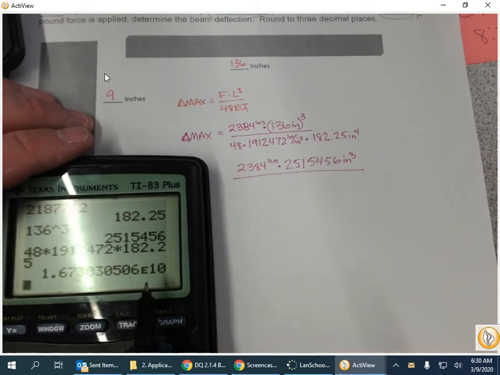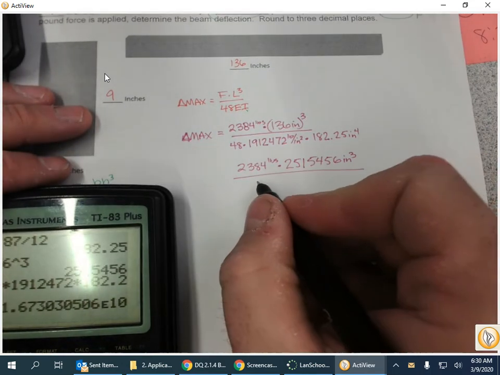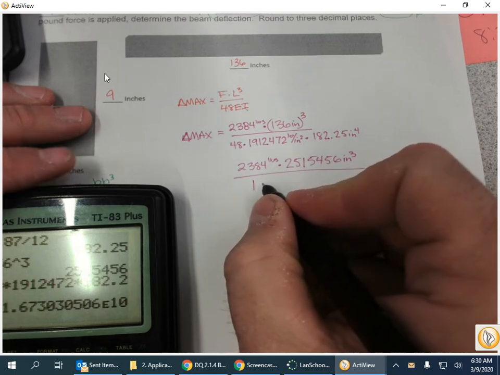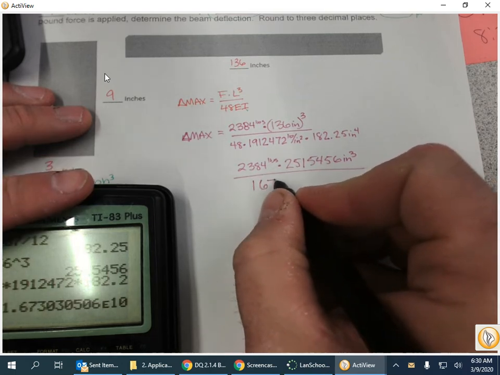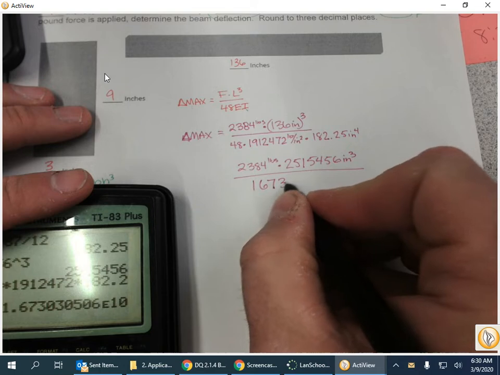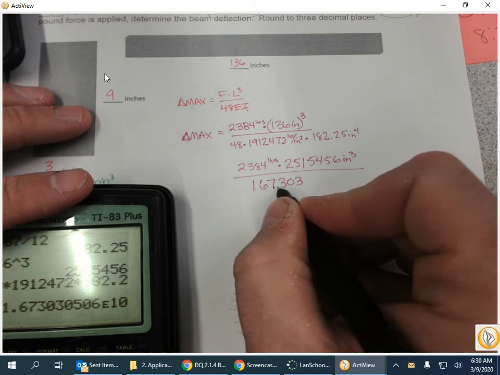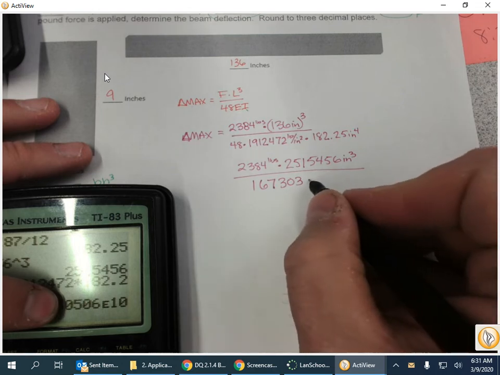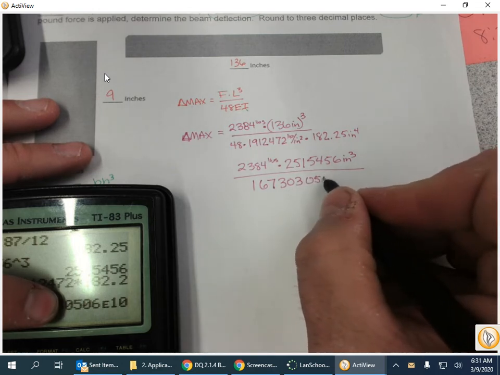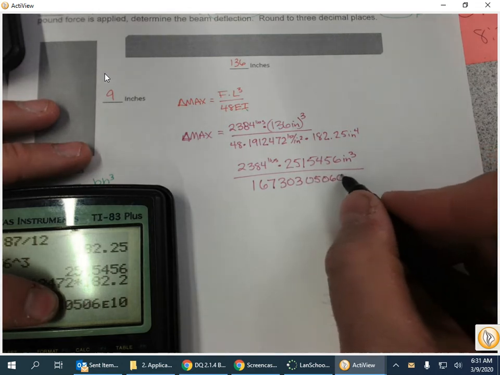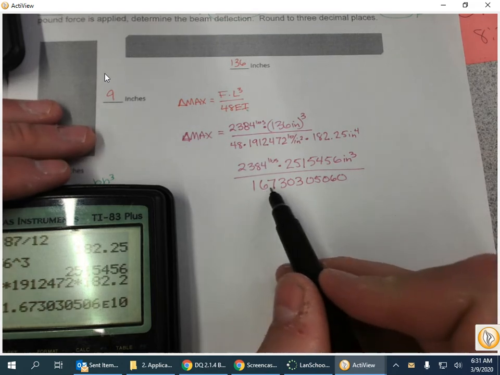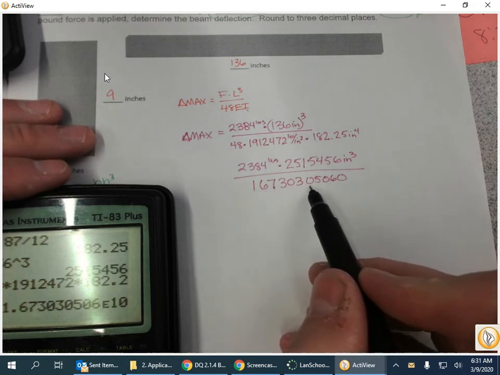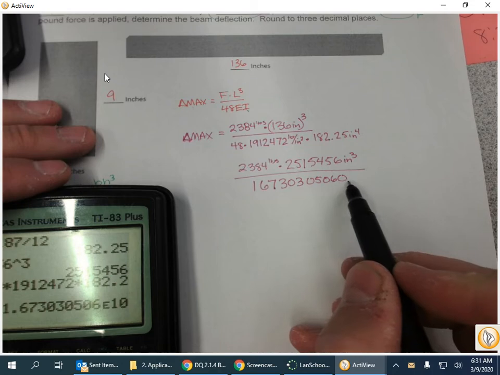It says e to the 10th. Everybody needs to know what that means. That means I'm going to move that decimal place 10 spaces to the right. So 67303. That's 1, 2, 3, 4, 5 so far. 0, 5, 0, 6, and I'll add one more 0. So that's 1, 2, 3, 4, 5, 6, 7, 8, 9, 10.